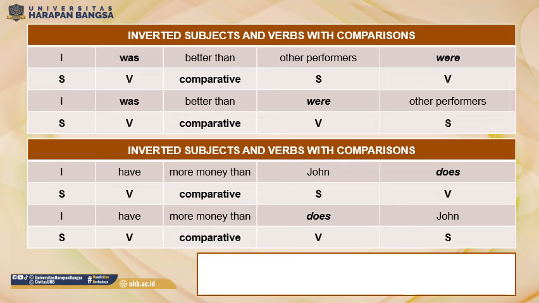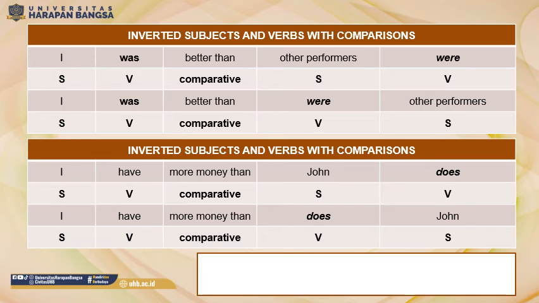Next, inverted subjects and verbs with comparison, and here we focus on comparison with verb ya. Kita fokus pada komparatif dengan menggunakan kata kerja. I have more money than John does. Subject I and then verb have. The comparative form is more money than, and then the next subject we have John, the next verb does. It's normal comparative.